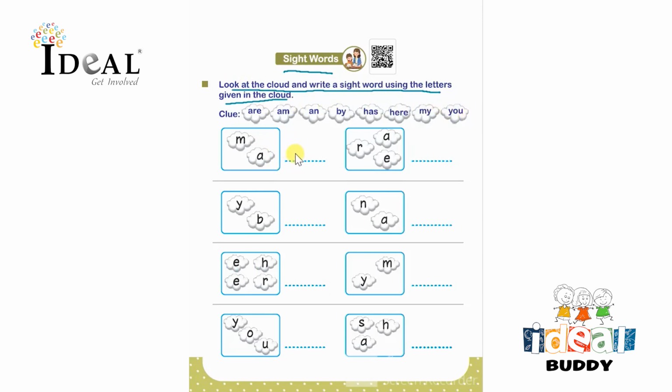So the first sight word would be M, A, M. The next would be R, A, R, E. The next would be by. Next is N. Next is here. After that it's my. After that it's you. After that it's has. Let them read the words again over here so that they are able to recall whatever they have learned.